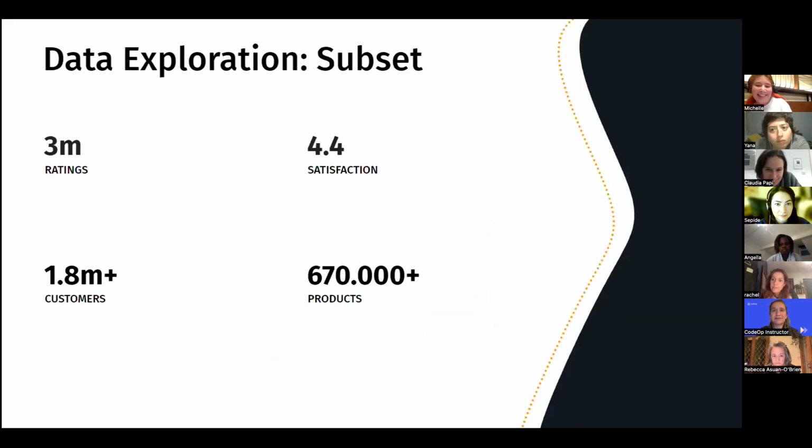And this is what we subsetted. As Claudia said, we got 3 million ratings, 1 million for books, 1 million for movies, and 1 million for albums, I guess, for music. And the overall satisfaction is 4.4, which is actually very good, but for the sake of the project, we keep it going. And from the 3 million ratings, we have 1.8 million different customers and 670,000 different products.